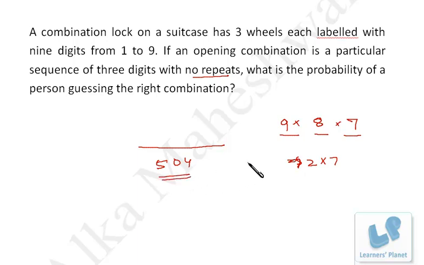that's 504, right? So in all, the total number of combinations will be 504, and there will be just a single combination that will be correct, right? So the probability of guessing the right combination will be 1 out of 504, right? This logic we have already discussed in our permutation combination session, so I hope you'll be clear with this.